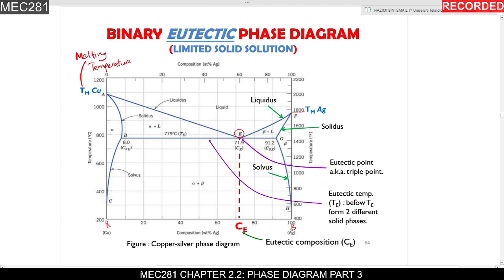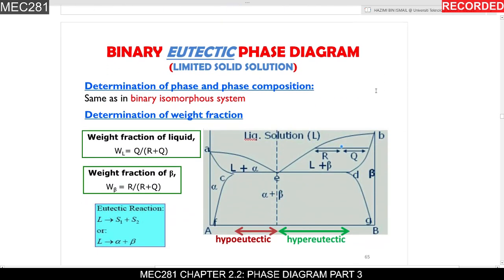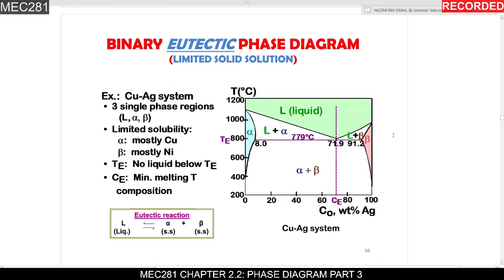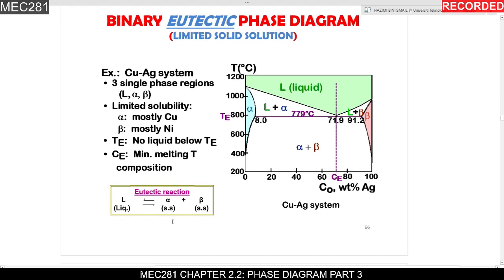And then the eutectic temperature is also the same, the horizontal line that crosses the eutectic point. Okay, similar to the binary eutectic with no solid solutions, as we have learned in the previous video in part 2. So to calculate the weight fraction, it is also still similar. Let's jump to the example after this, and the eutectic reaction is also quite similar.